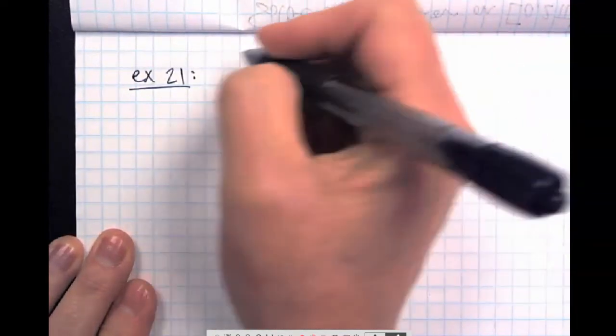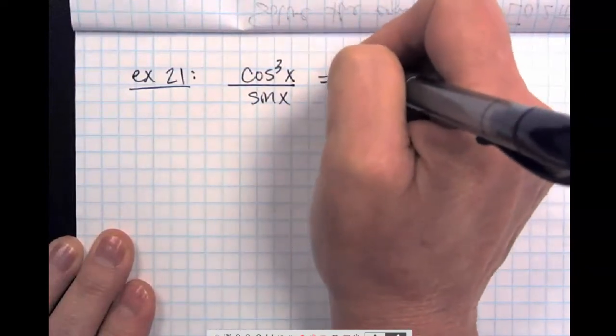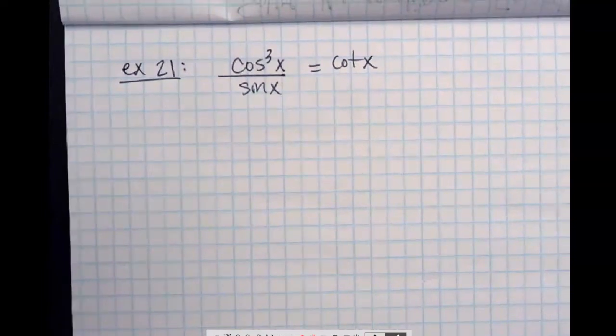Cosine cubed over sine equals cotangent. That's got 3 trig functions, a cosine, a sine, and a cotangent. What do you think we should do? Maybe turn things into sine and cosine? Okay, so cotangent would become what? Cosine over sine.